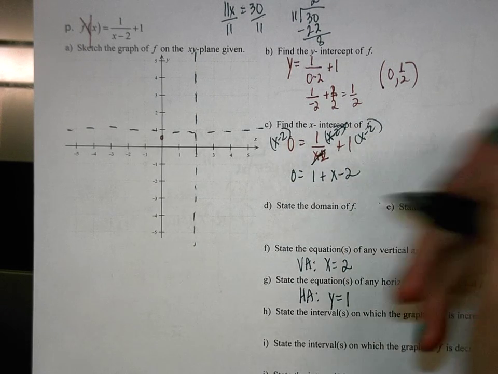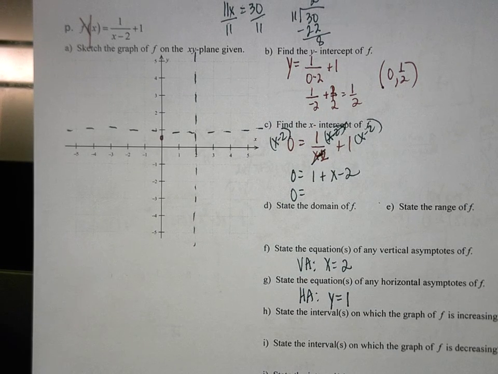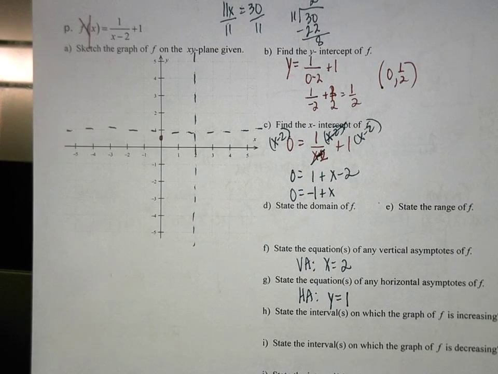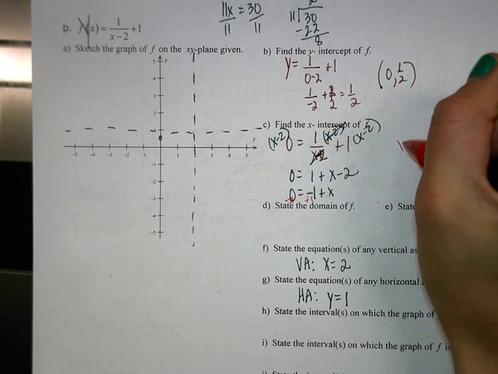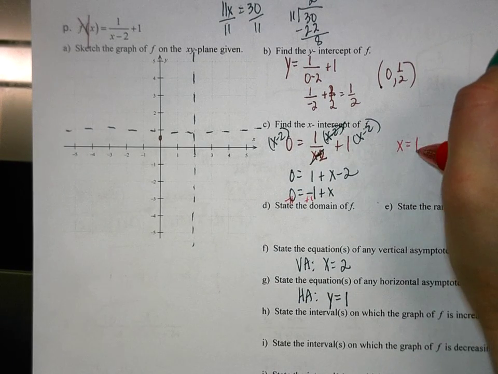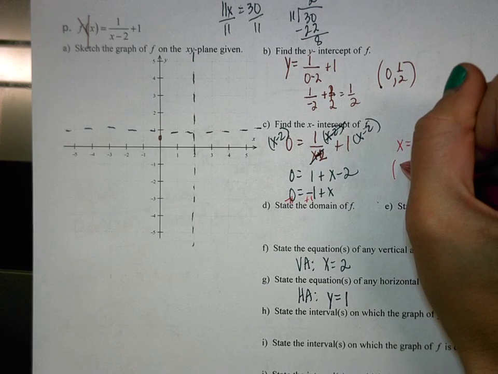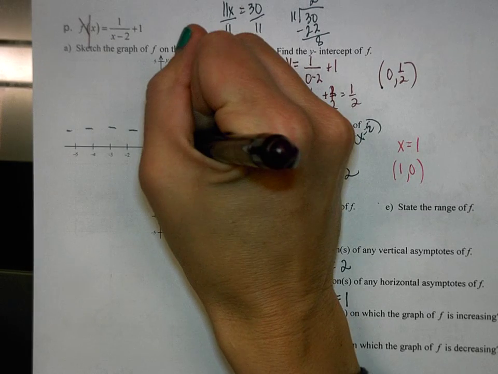Good. So 0 equals 1 and negative 2 makes negative 1 plus x. And to get x by itself, what would I lastly do? Add the 1 to both sides. And so we end up getting x equals 1. So as an ordered pair, that would be 1 comma 0. So at 1 comma 0, I'm going to go ahead and make a point.